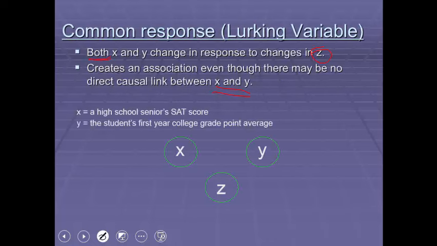So another way to look at this, let's say we have a high school senior's SAT scores, which typically are a pretty good indicator of first year college GPA. But is there some type of lurking variable that causes a common response? Lurking variables cause this thing that's called a common response to occur. So in other words, is there this variable z in this situation that would cause both of those to change?